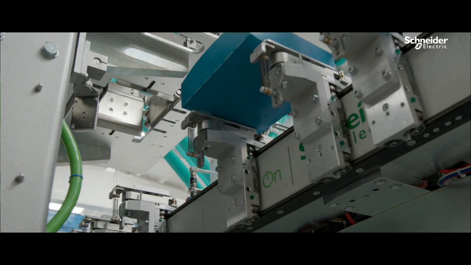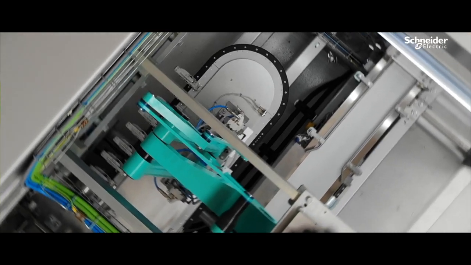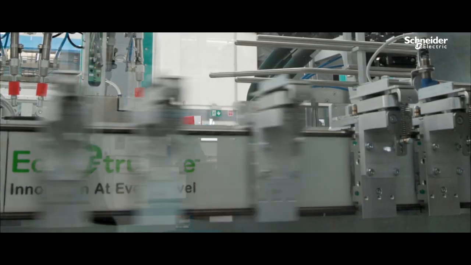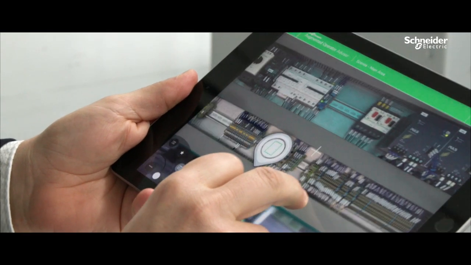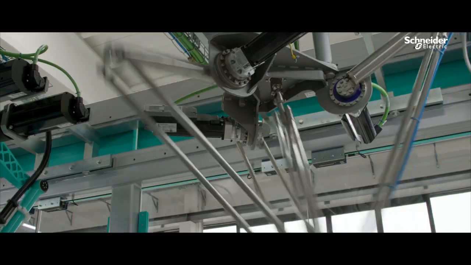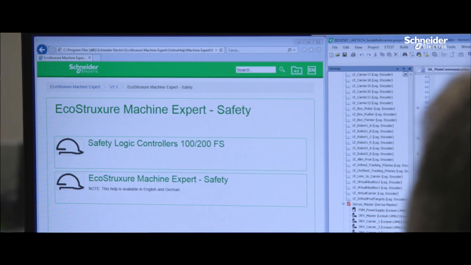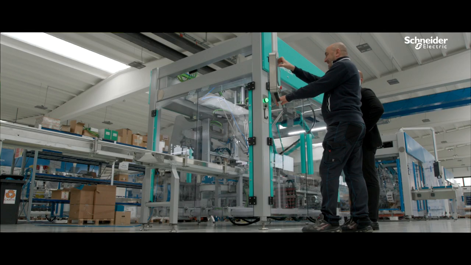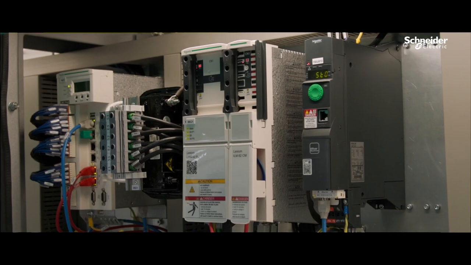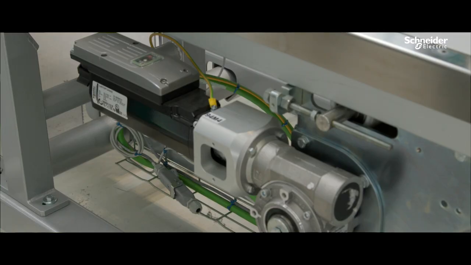We enjoy the versatility of the new MC12, which is a multi-carrier for automating the changeover, 100% combined with the EcoStruxure Augmented Operator Advisor. The motion is based on a PackDrive 3 architecture, and the software is the EcoStruxure Machine Expert, controlled by the Harmony HMI. The hardware is completed by P4 robots, T3 robots, motors and drives.